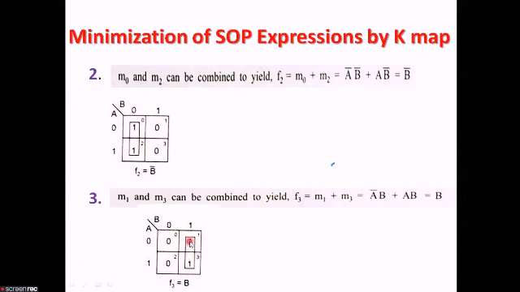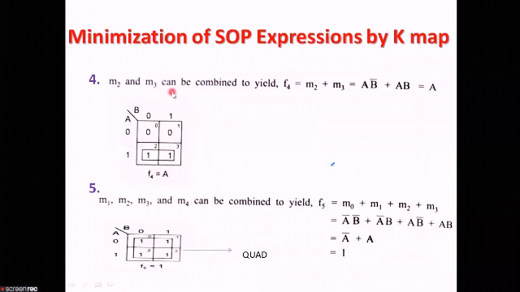And what is the value of this one? This one means 0 and 1. The value of A is 0 and the value of B is 1. That is A bar B. Now, what is the value of this one? It is 1, 1. That is A, B. Now, we can see here that the value of A is changing. Once the value is 0, once the value is 1. But the value of B in both the cases is 1. So, the answer will be F3 will be equal to B. I hope this is clear to all of you.